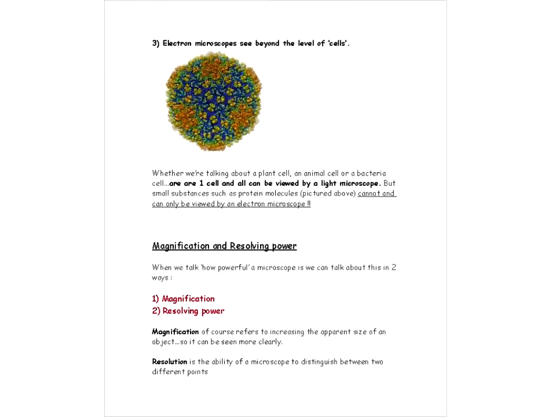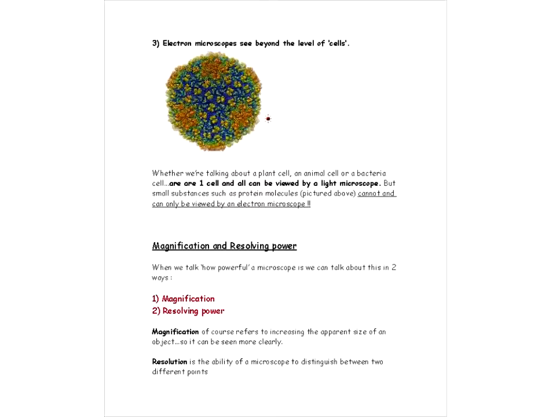Now we looked at electron microscopes, and electron microscopes can see things beyond the level of the cell. When you're talking about things like a plant cell or an animal cell or a bacteria, all those things are one cell, and can be viewed by a light microscope. But some substances like a protein molecule, which you can see in this picture here, cannot be viewed by a light microscope, but proteins can be viewed by an electron microscope. And you can see some pretty cool images with electron microscopes.